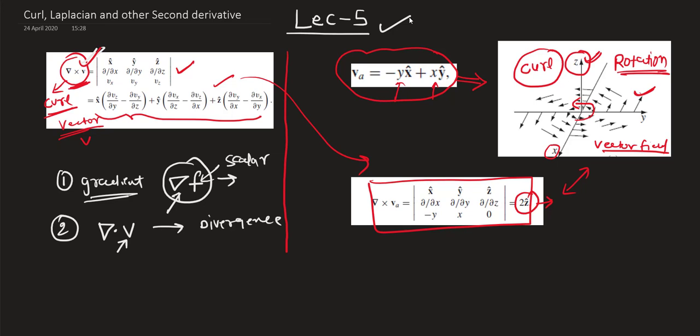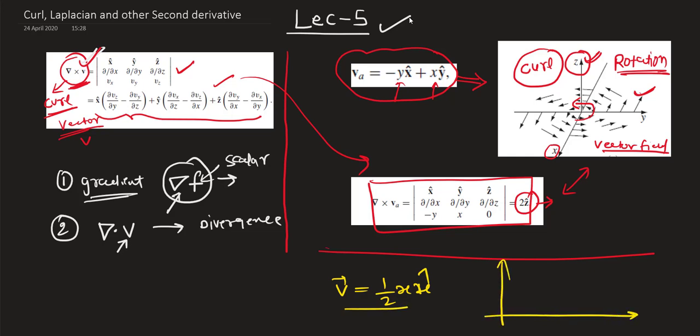So now let's say I have a vector field. Let's say I am drawing a vector, half x cap. This is my vector, and if you draw the vector field for this vector, then you will get a vector field like this.